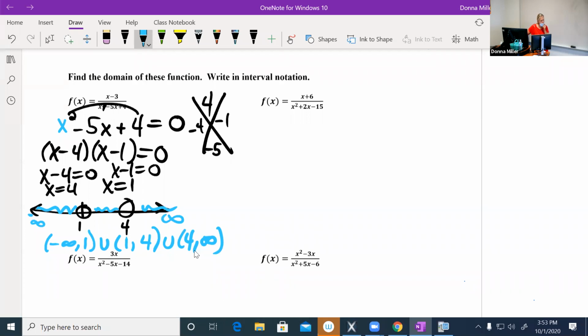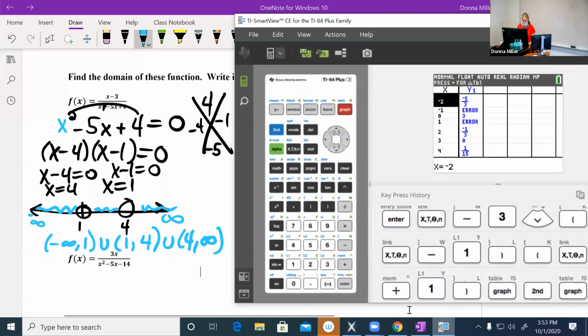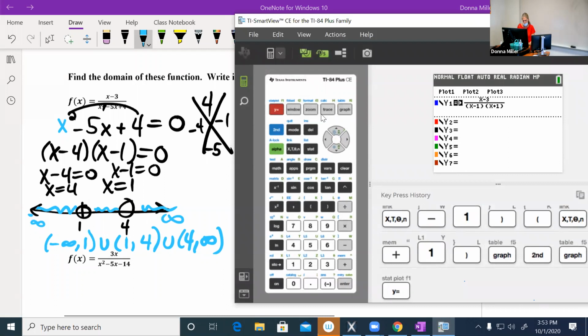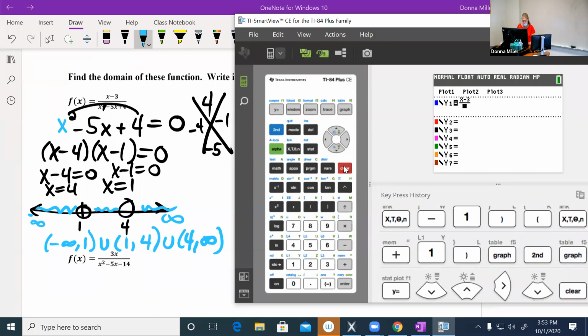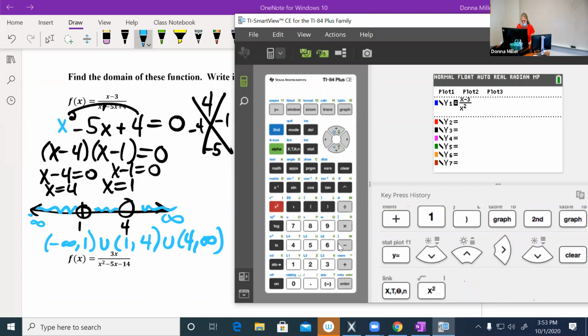All right, it's the same thing over and over again. The bottom can't be 0. Now, because these are whole numbers, let's take a look at the calculator. What you'll see are errors. You should see an error at 1 and 4 on the calculator. So when I graph this function in the calculator, let's see, the x minus 3 is still the same. We can edit this. I'm just going to type in x squared minus 5x plus 4.